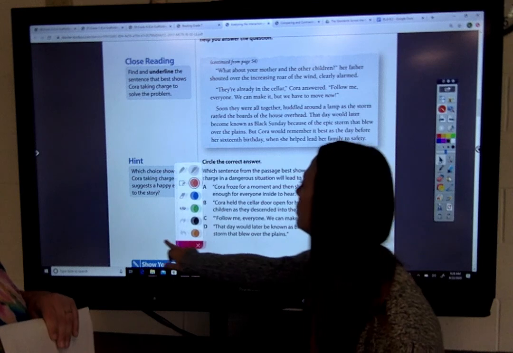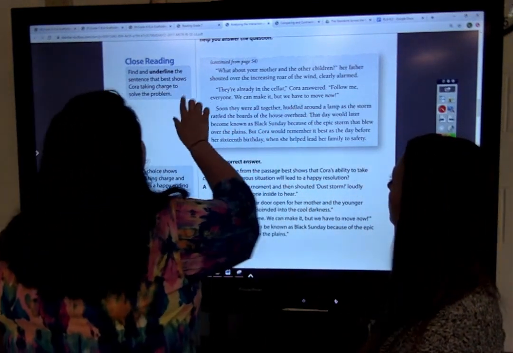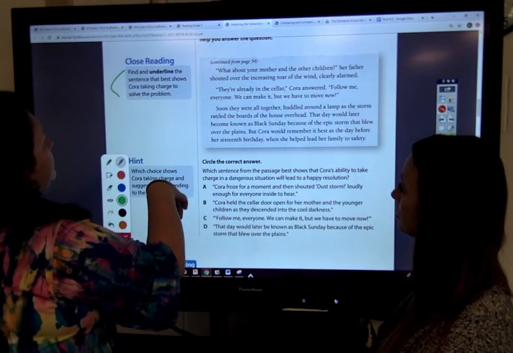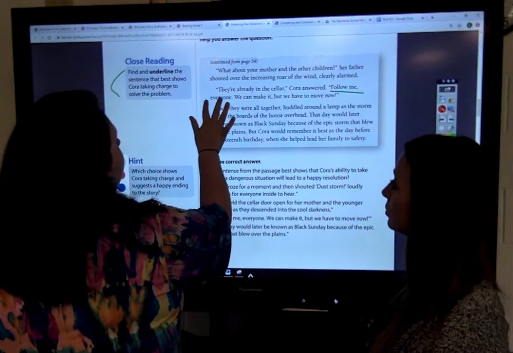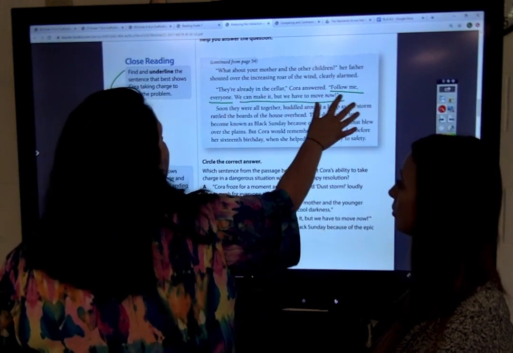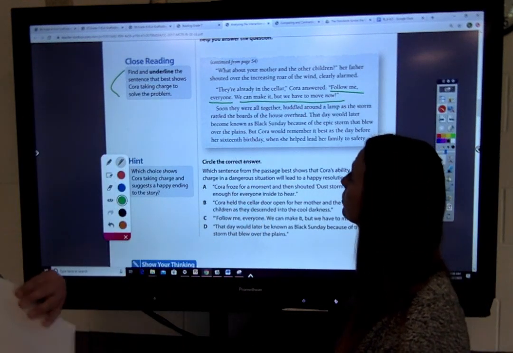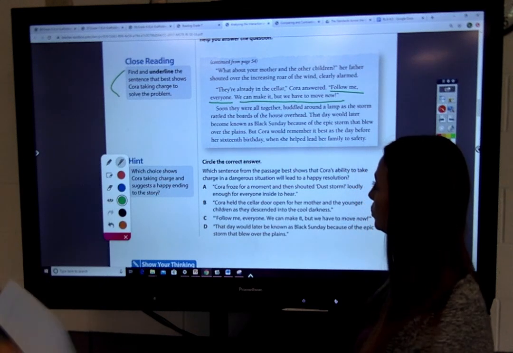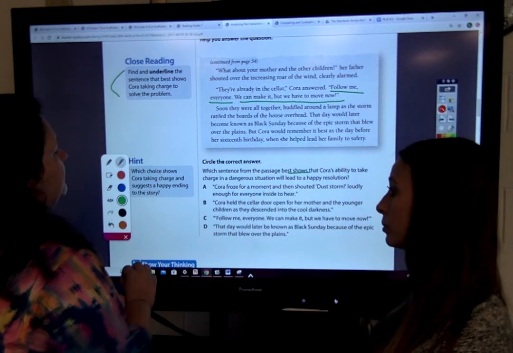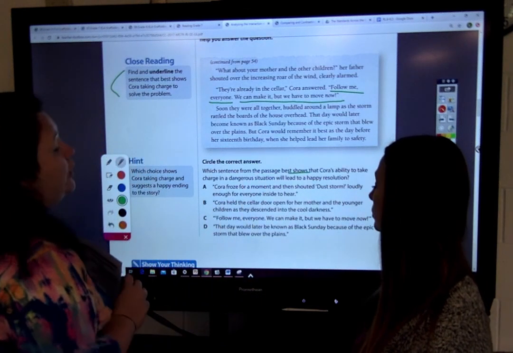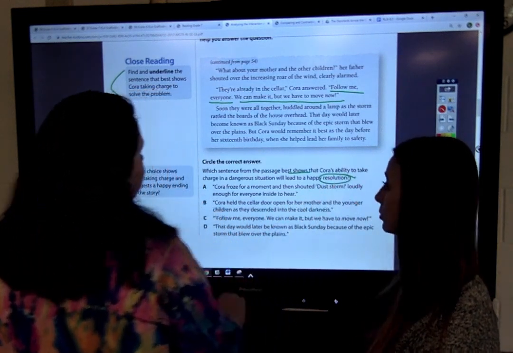Okay, so there's a sentence right here that shows, if you look at your close reading, it says find the sentence that best shows Cora taking charge. Well, if we look right here, it says, "Follow me, everyone. We can make it, but we have to move now." So she was taking charge of the situation, getting everybody to come on. So let's look at our question here. It says, which sentence from the passage best shows that Cora's ability to take charge in a dangerous situation will lead to a happy resolution? Okay, so a resolution is how we fix the problem.